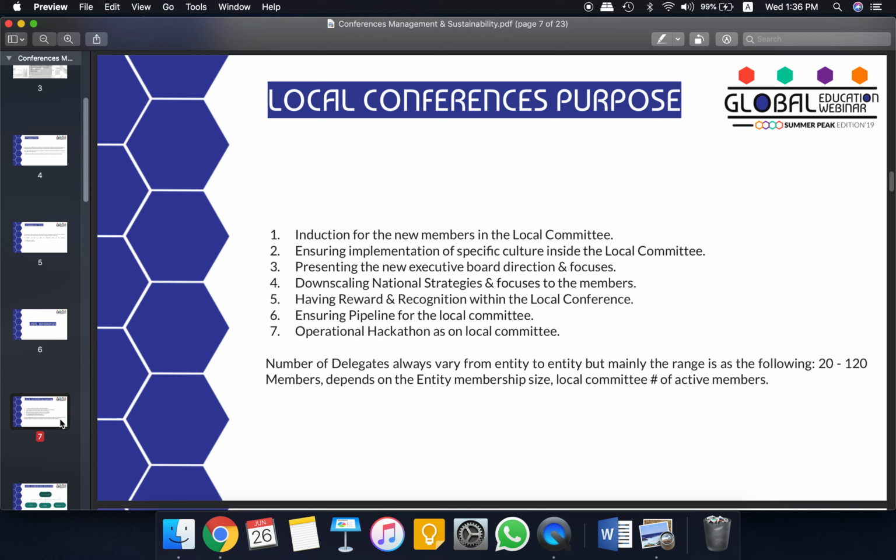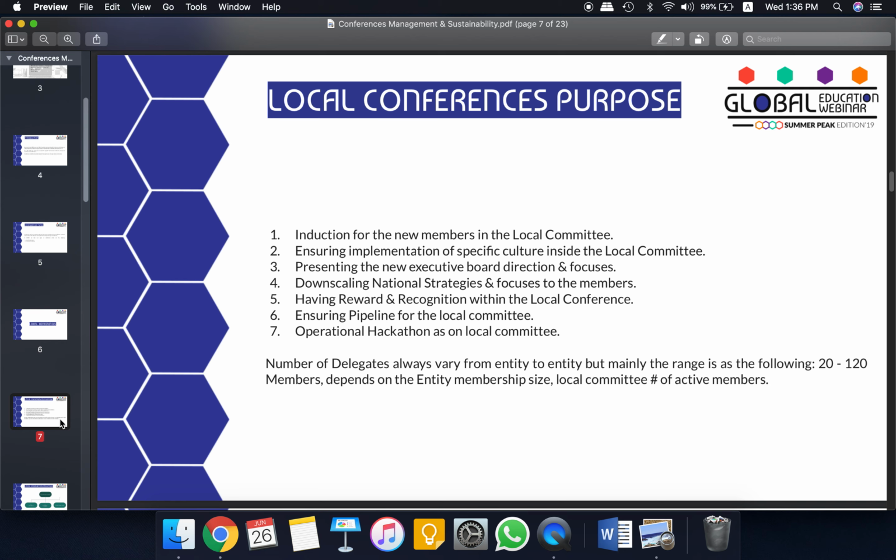Another purpose could be ensuring the pipeline for the local committee, making sure that we know how to retain these people when they attend the conference. It's face-to-face conversations, sessions, a lot of things that could empower them. Last but not least, it could be an operational hackathon for the local committee to tell them more about operations, how things are working, and how everything is.